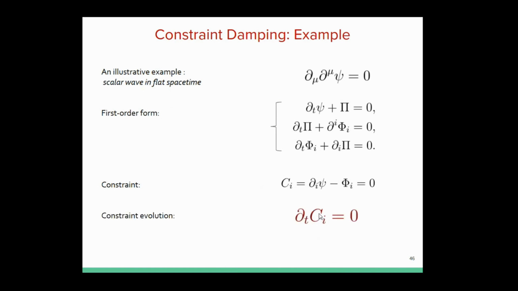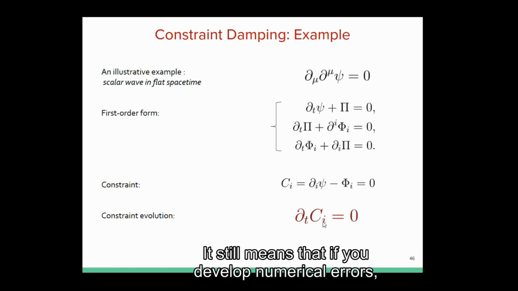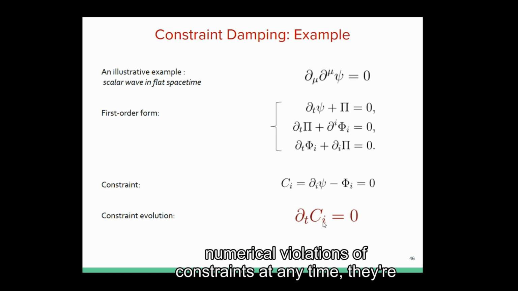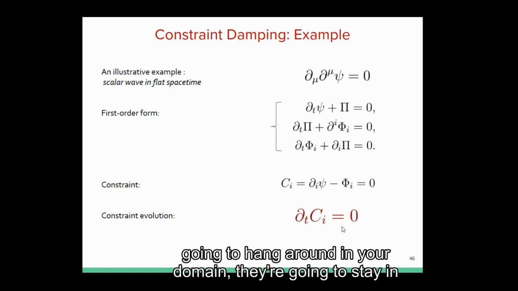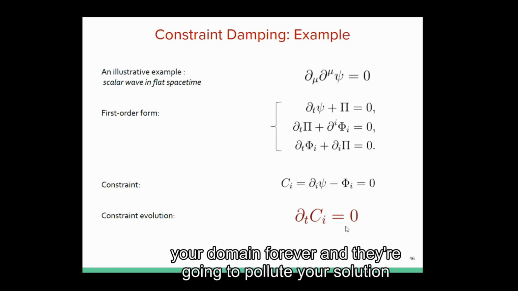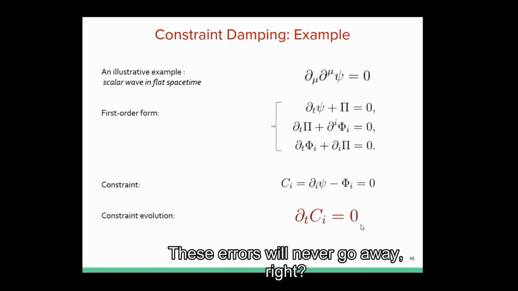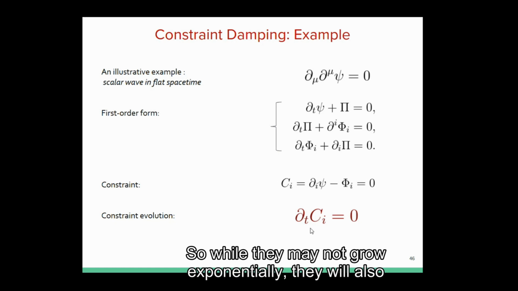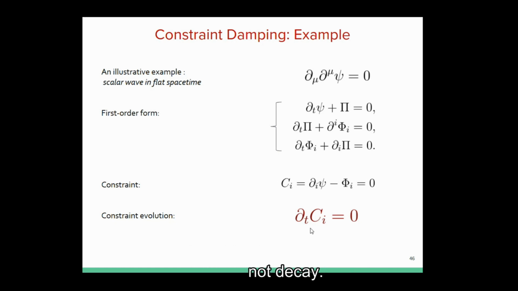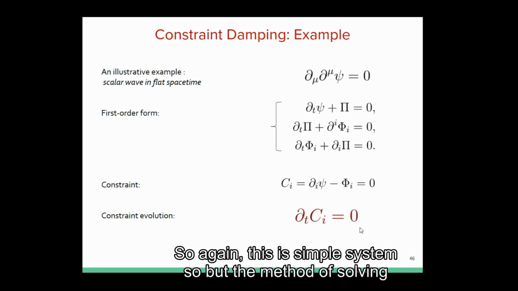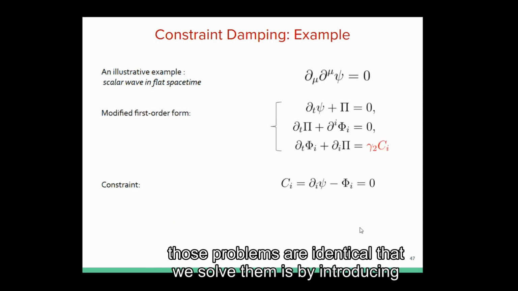But it still means that if you develop numerical errors, numerical violations of constraints at any time, they're going to hang around in your domain. They're going to stay in your domain forever. And they're going to pollute your solution forever. They will never dissipate. These errors will never go away. Right? So while they may not grow exponentially, they will also not decay. So again, this is the simplest setup. So problems are simple. But the methods of solving those problems are identical.